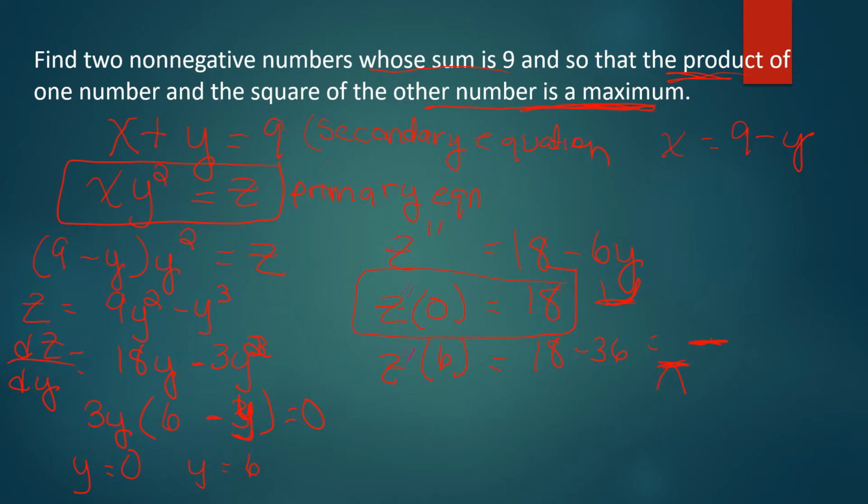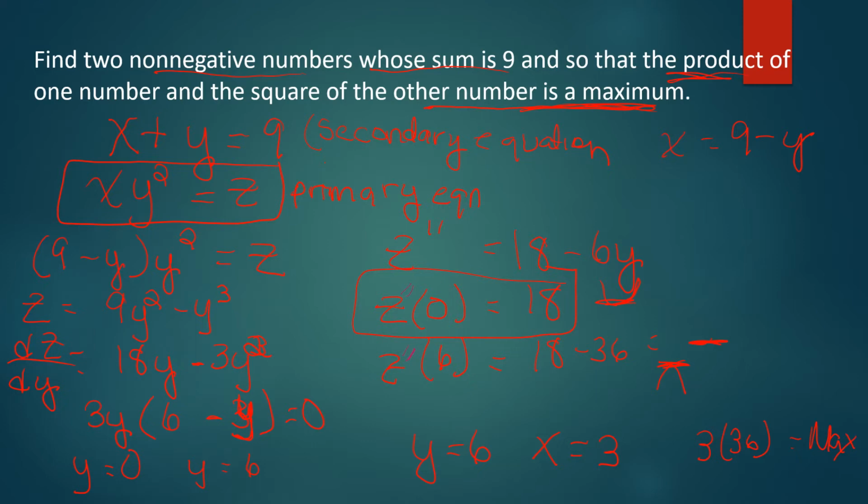So it says find two non-negative numbers. What I found is that y is equal to 6. Then what is x equal to? Going back to my secondary equation, x is equal to 3. So those two numbers, when I add them together, I get 9. And the maximum value z would be is 3 times 36. They didn't ask me that, but that is the maximum I could get from two numbers that add to 9 and whose product is xy squared: 36 times 3.